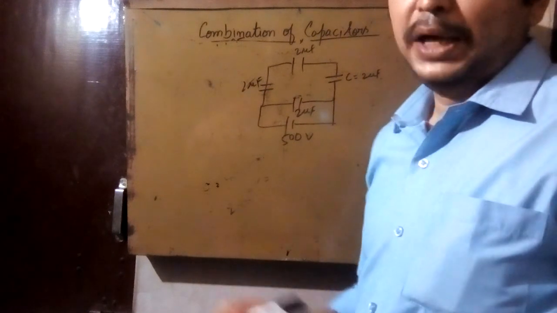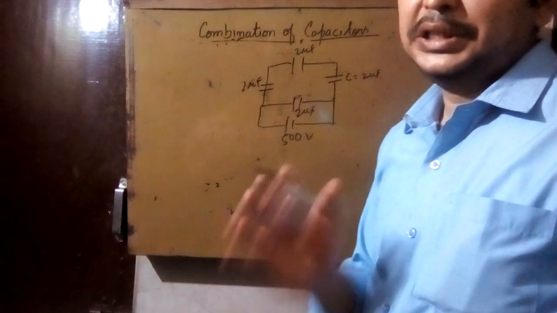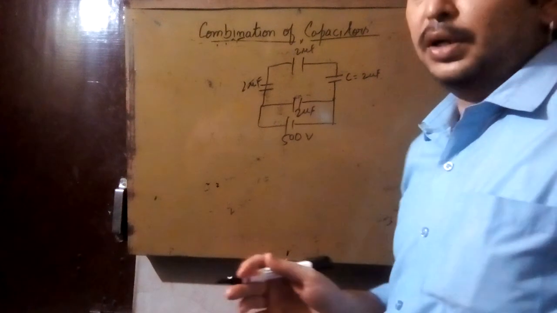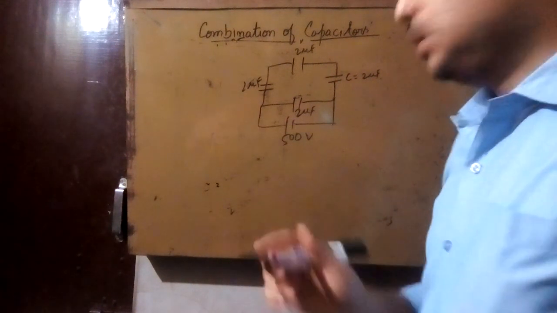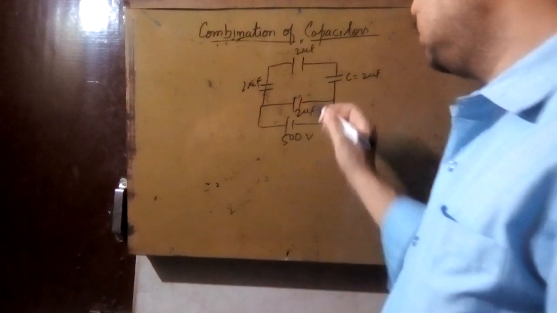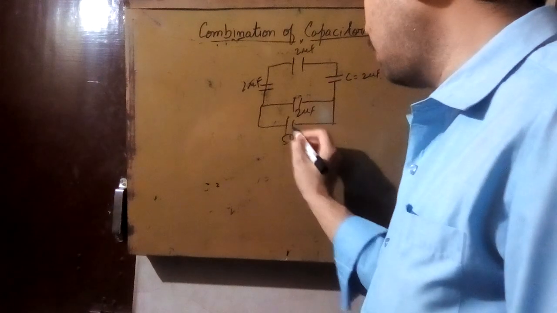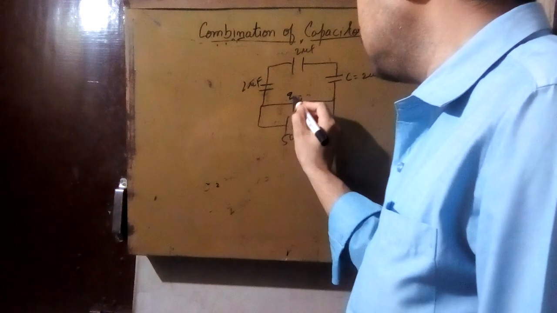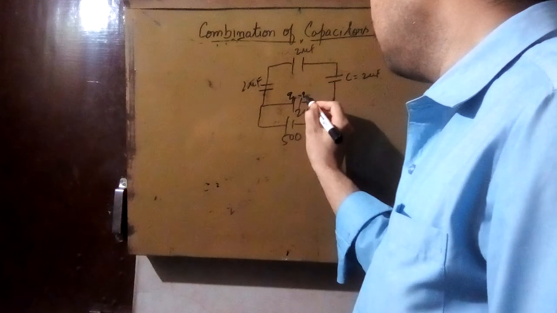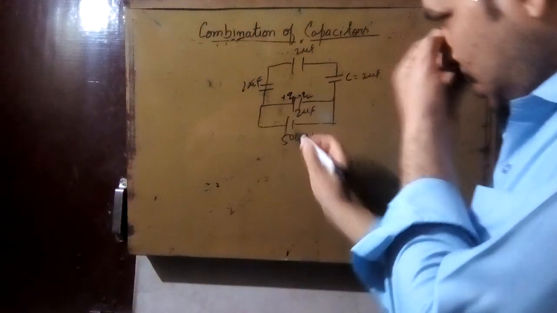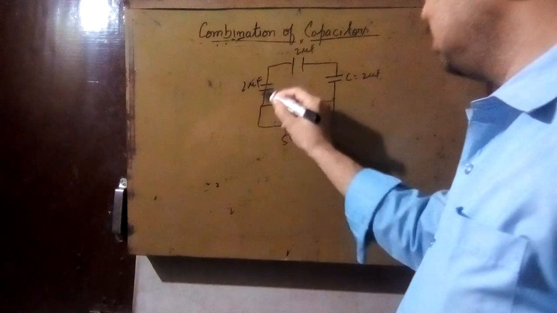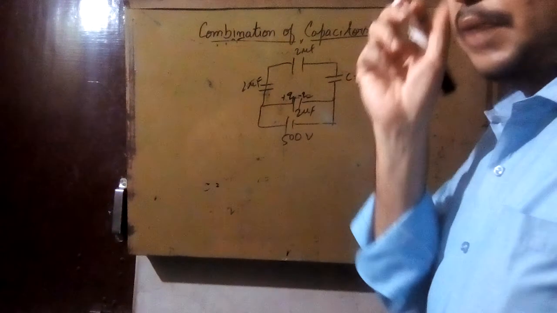So we have to apply the rules. In series the charge on the capacitors is the same, and in parallel the charges are different, but in parallel the voltage is the same. Suppose Q charge is coming from the battery and Q1 charge appears across this one, plus minus. Now it is connected to positive. So suppose these are in series. If these are in series, the same charge will appear.